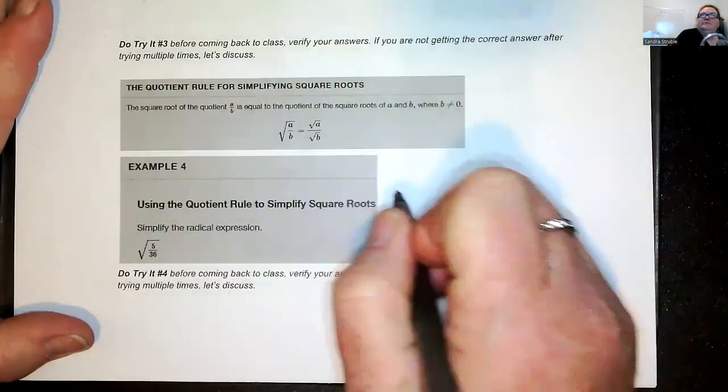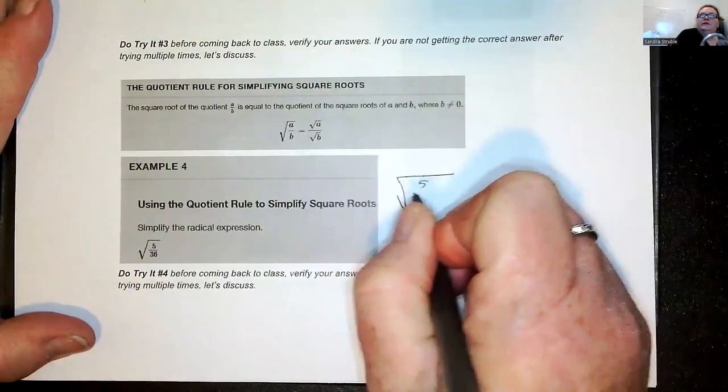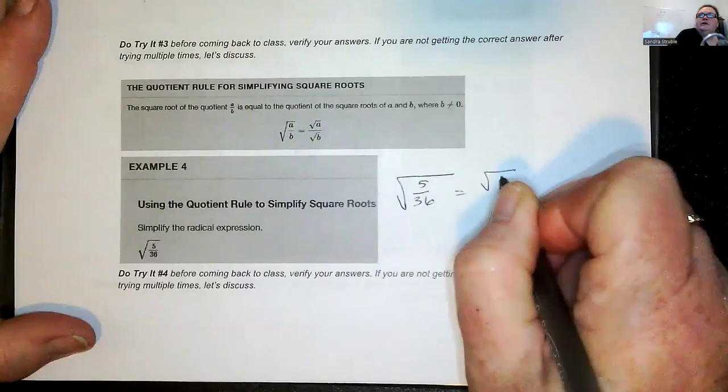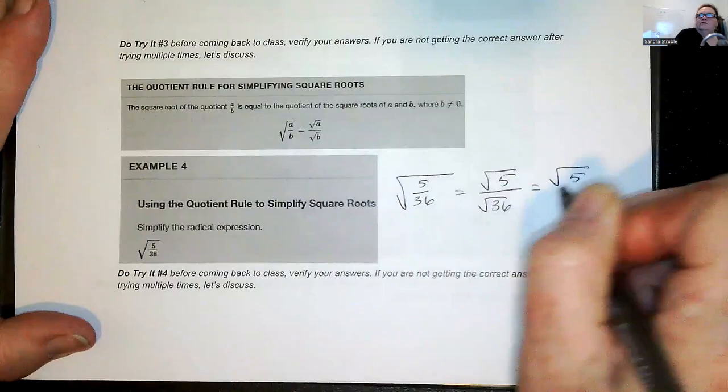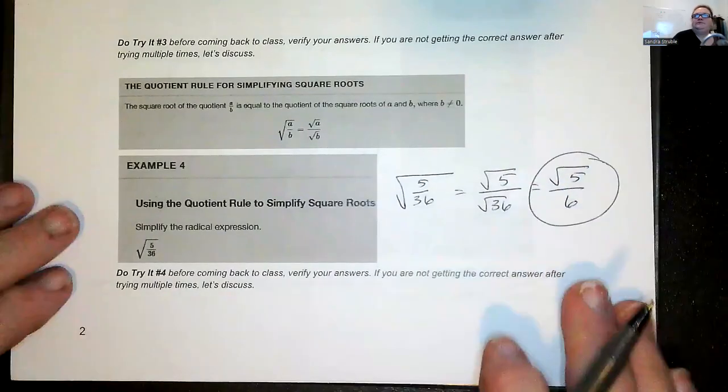Square root of 5 over 36. And that can just break down to the square root of 5 over the square root of 36, which is equal to square root of 5 over 6. That's it.